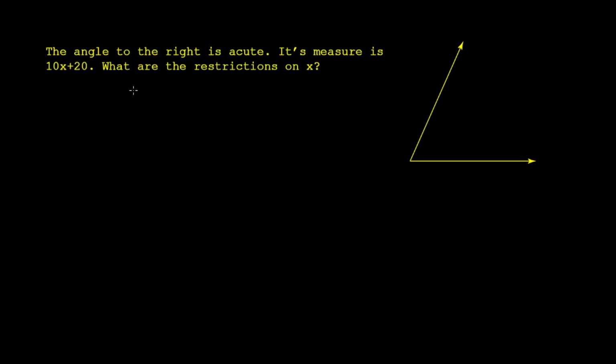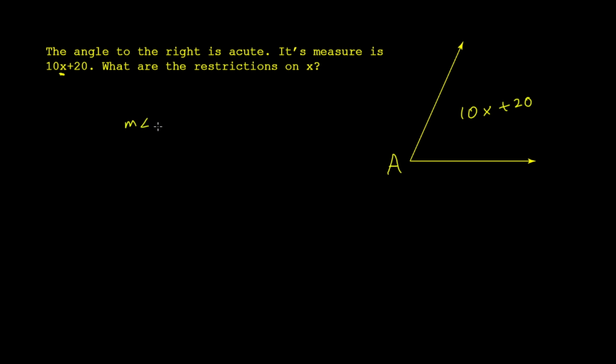This video will deal with the restrictions on an angle and the restrictions on x in an algebraic expression within an angle. So as we see here, the angle to the right is acute, meaning it is between 0 and 90 degrees. Its measure is 10x plus 20. Always write out the figure and put these on there so that we can see it. 10x plus 20. So now, let's call this angle A, just to name it.